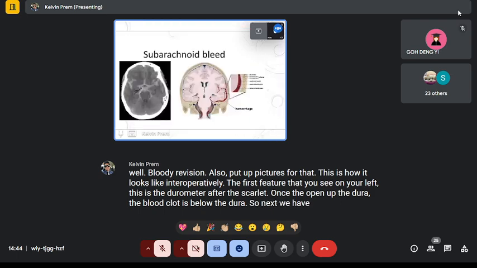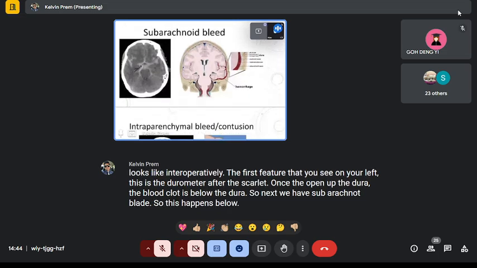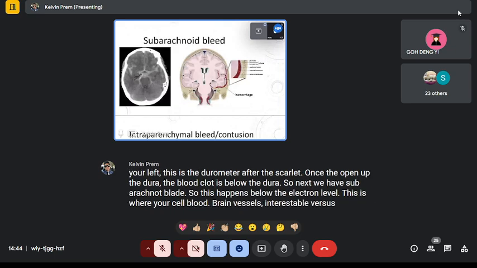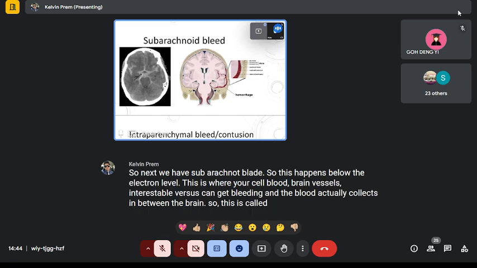So next we have subarachnoid bleed. This happens below the arachnoid level. This is where your intracerebral vessels can bleed, and the blood actually collects in between the brain. So this is called a subarachnoid bleed.